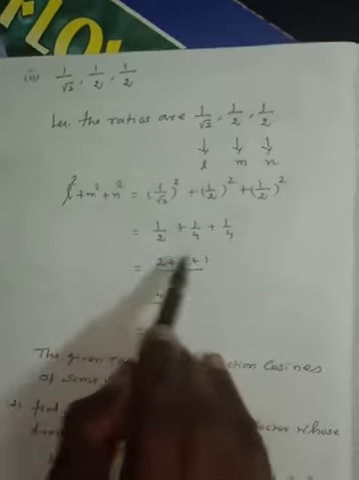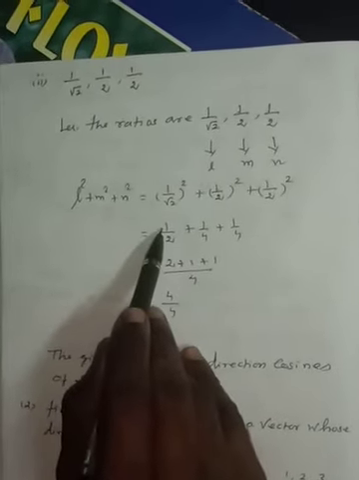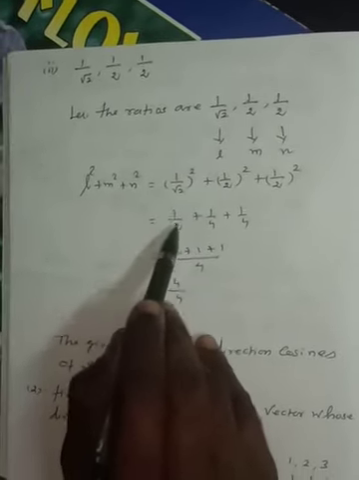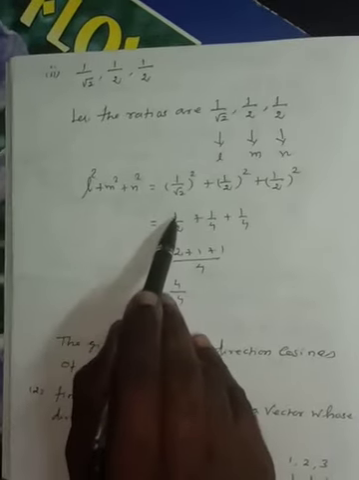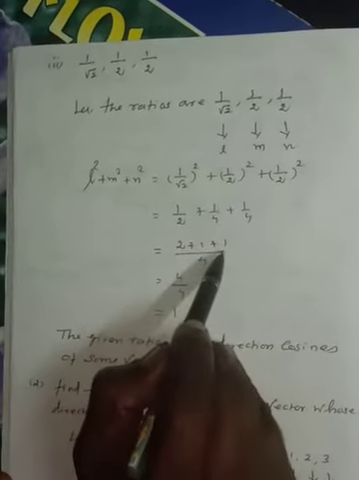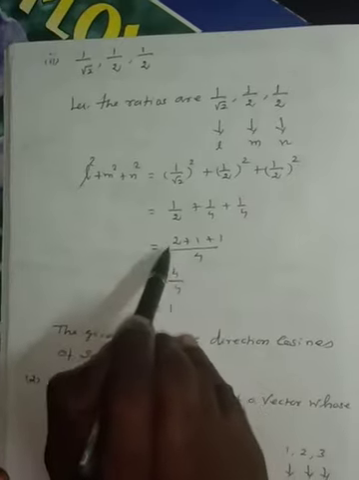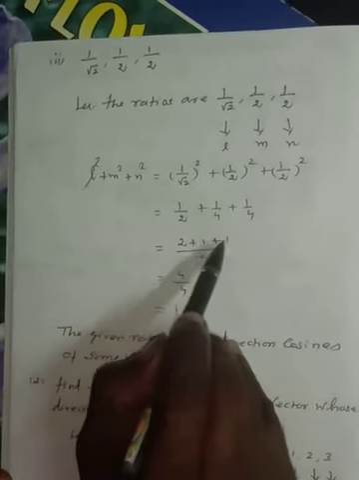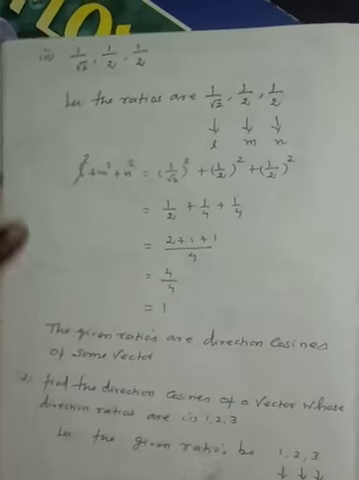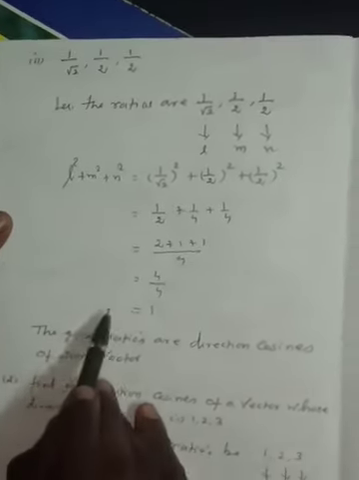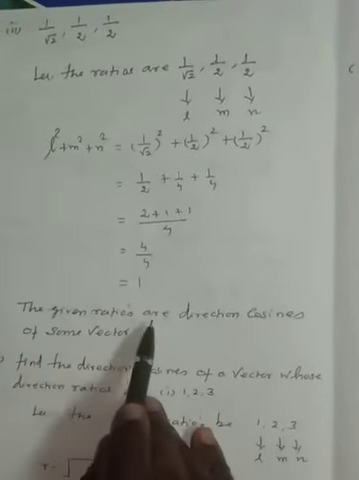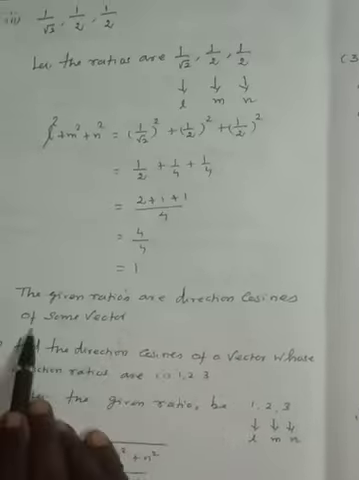Now the LCM is 4. Multiply the first term's numerator and denominator by 2. Therefore 2 plus 1 plus 1 divided by 4, that is 4 divided by 4, is 1. So L square plus M square plus N square is 1. The given ratios are direction cosines of some vector.